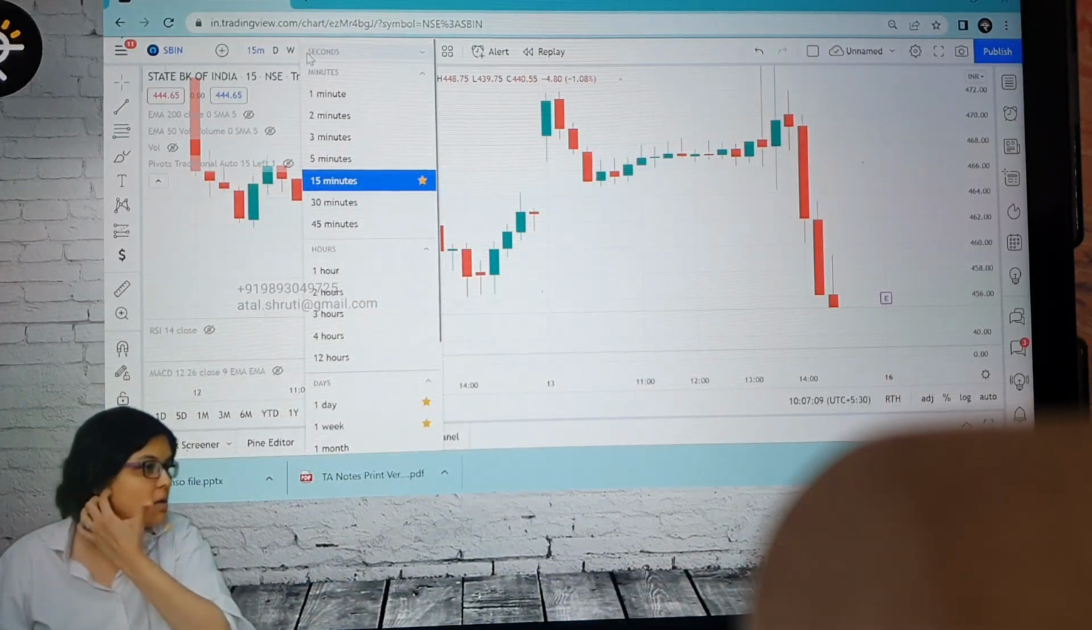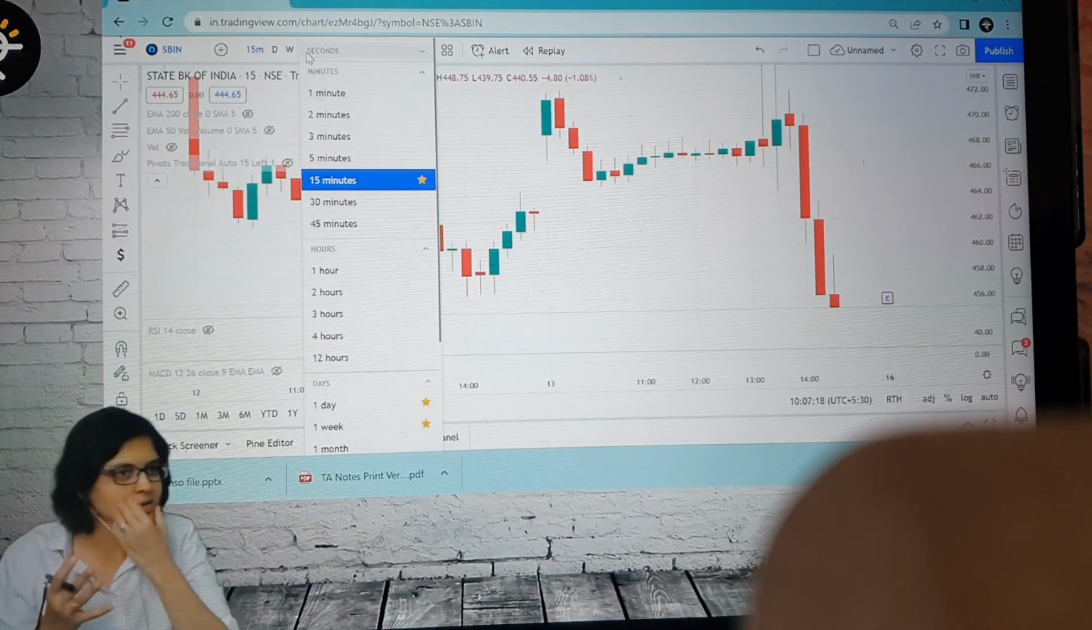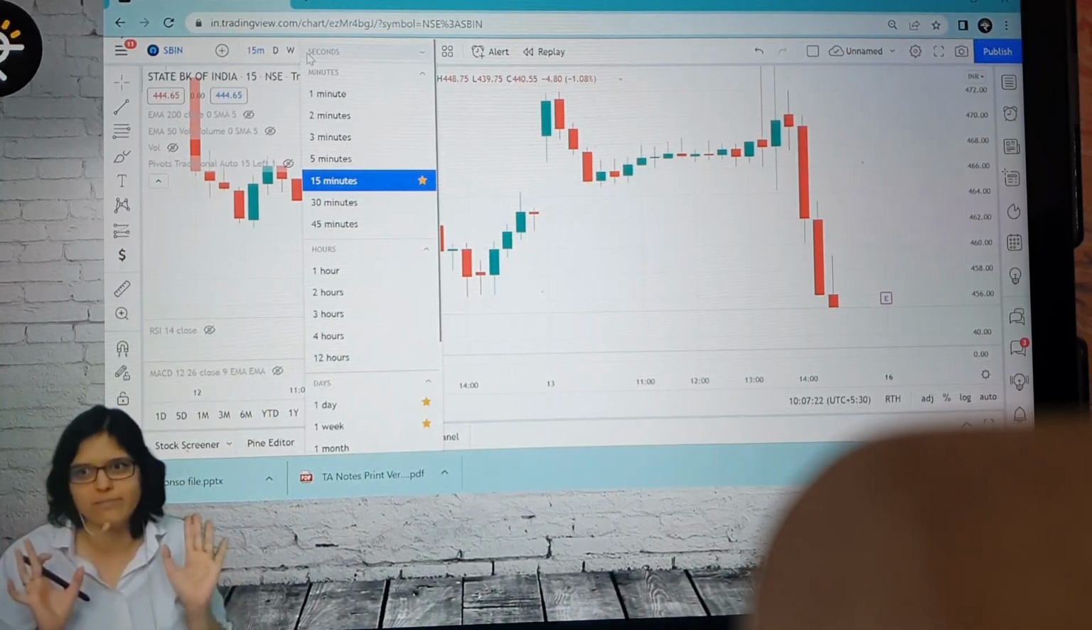That depends on who you are. Whether you are a hardcore intraday trader or beyond that, a scalper. A scalper is a person who wants to get in and get out in maximum 1 minute.